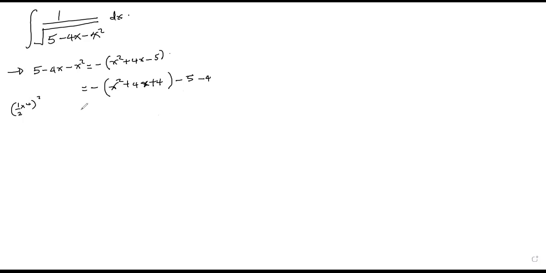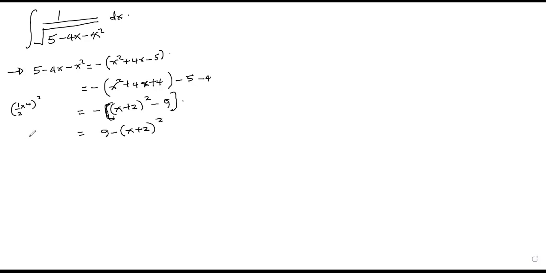So we shall have the overall thing as minus, of course, this will be minus 9. So everything is going to be x plus 2 squared, then minus 9. So that it becomes 9 when you multiply by the negative. Here it will be positive 9, then minus x plus 2 squared.